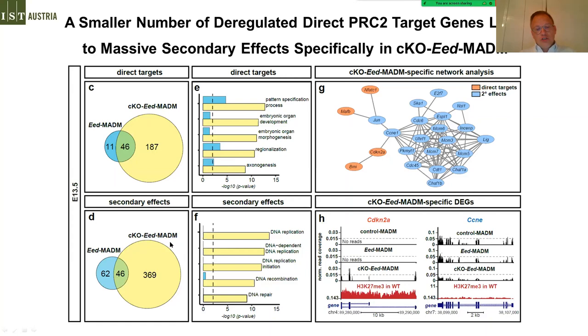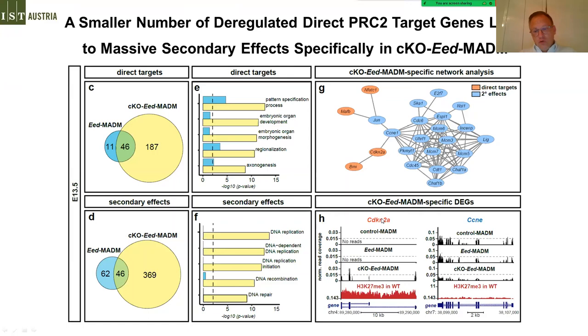But now when we look at the secondary effects, they really strongly relate to DNA repair, recombination, replication, etc. And here is actually a network. So there's a smaller number of direct targets, but then that deregulates a whole network of secondary effects here, and they relate also to cell cycle progression. Now this is shown here.